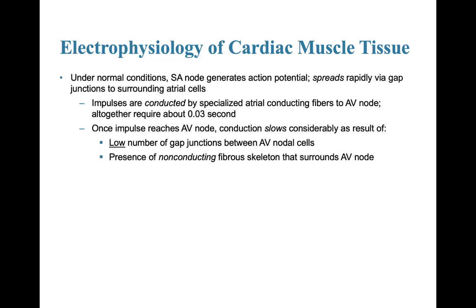Under normal conditions, the SA node generates an action potential. This spreads rapidly via gap junctions to the surrounding atrial cells. Impulses are conducted by specialized atrial conducting fibers to the AV node. Altogether, this requires about 0.03 seconds. Once the impulse reaches the AV node, the conduction slows considerably as a result of the low number of gap junctions between the AV nodal cells and the presence of the non-conducting fibrous skeleton that surrounds the AV node.